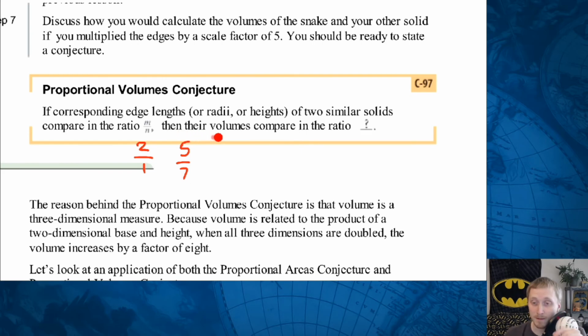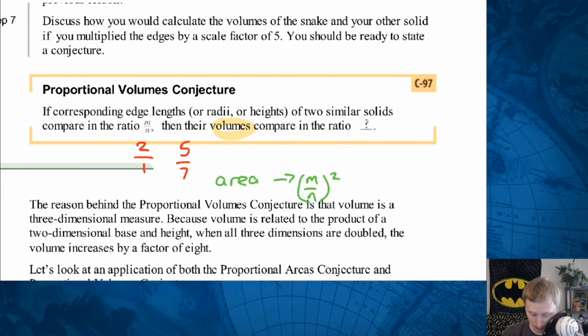Then their volumes will compare in the ratio of, well, let me pause for a moment here. Remember what happened when this was area, right? Area gave us the m over n squared, because area is a 2-dimensional measure. So if volume is a 3-dimensional measure, what number do you think I'm going to put there now?